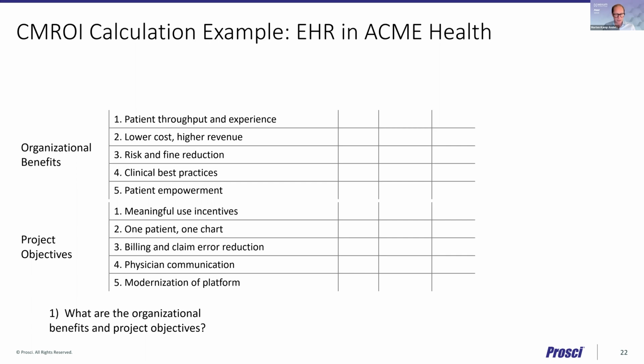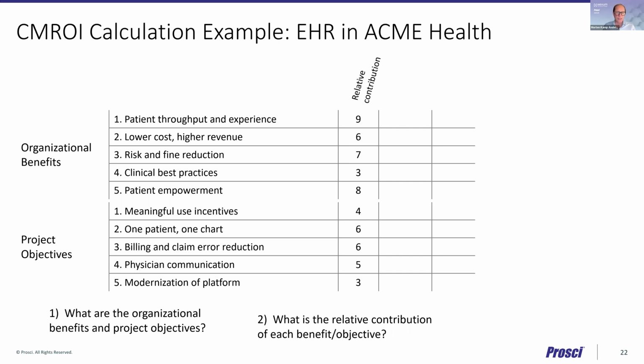Now, the second question we ask is, what is the relative contribution of each of these benefits and objectives? And we're not stack ranking them here from 1 to 10, from the most important to the least important. We're giving each of them an index score. Some of them are more important, and we give them the 8s and the 9s and the 10s, and some of them are less important, and we give them the 1s and the 2s and the 3s. So for each of the organizational benefits and project objectives, we give a score in terms of its relative contribution to the total score.